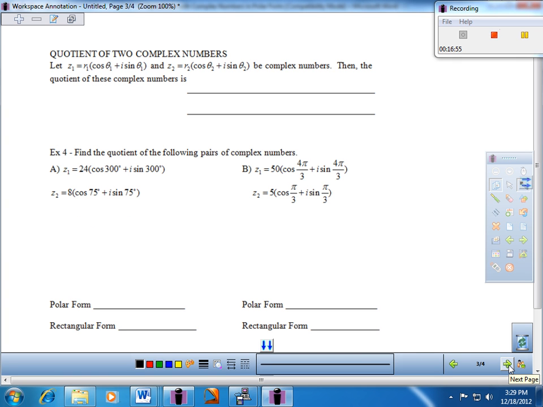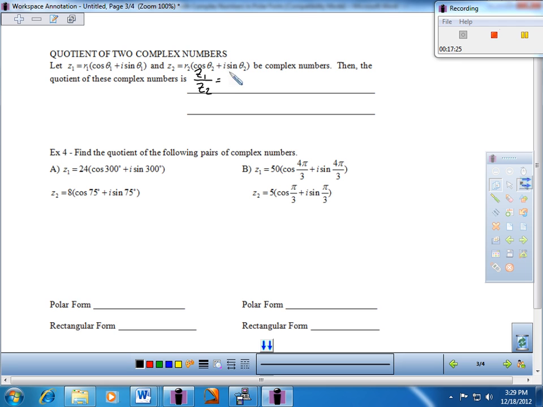Okay, everyone, let's go ahead and do quotient. And the good news with these two formulas is what you would think and hope happens actually does happen here. So when we multiply complex numbers, we multiply r and we add theta. So what do you think is going to happen when we divide complex numbers? Let's see.